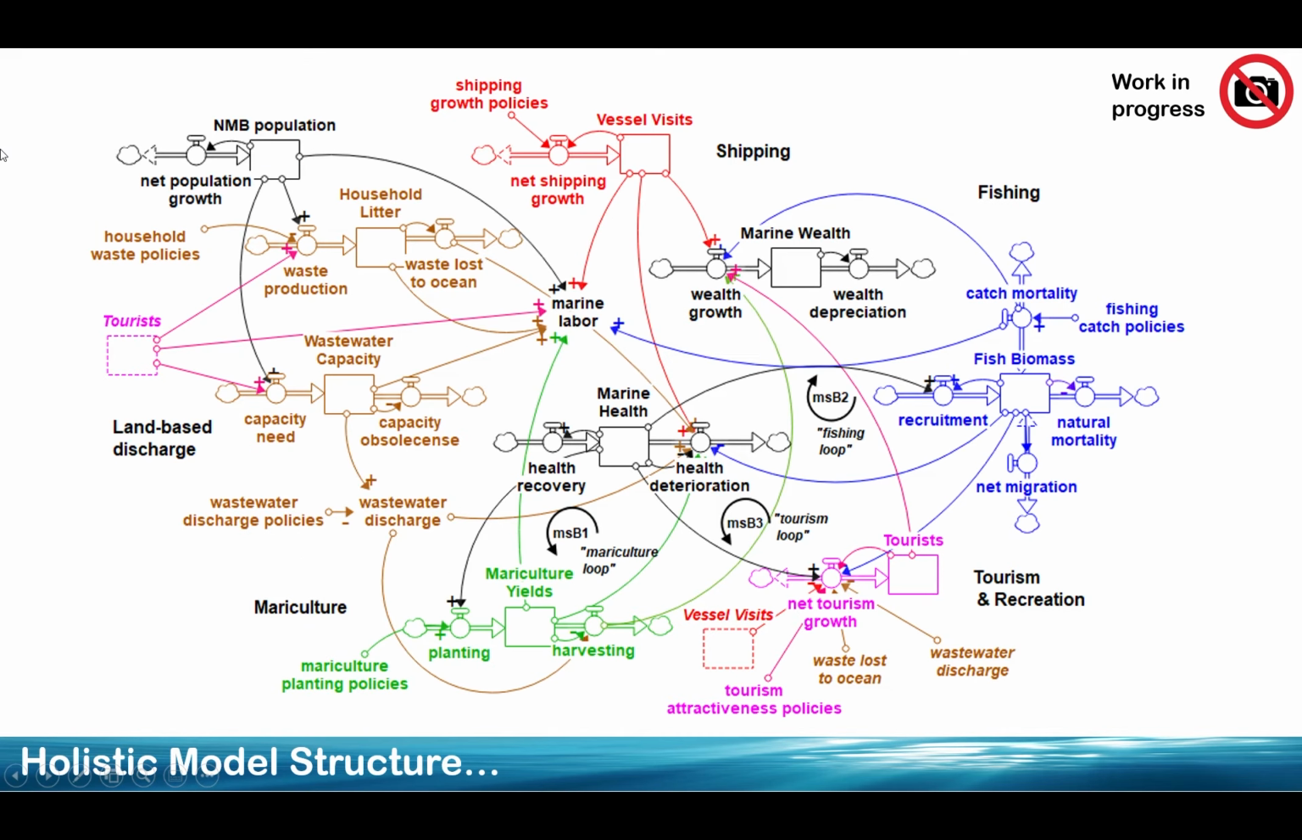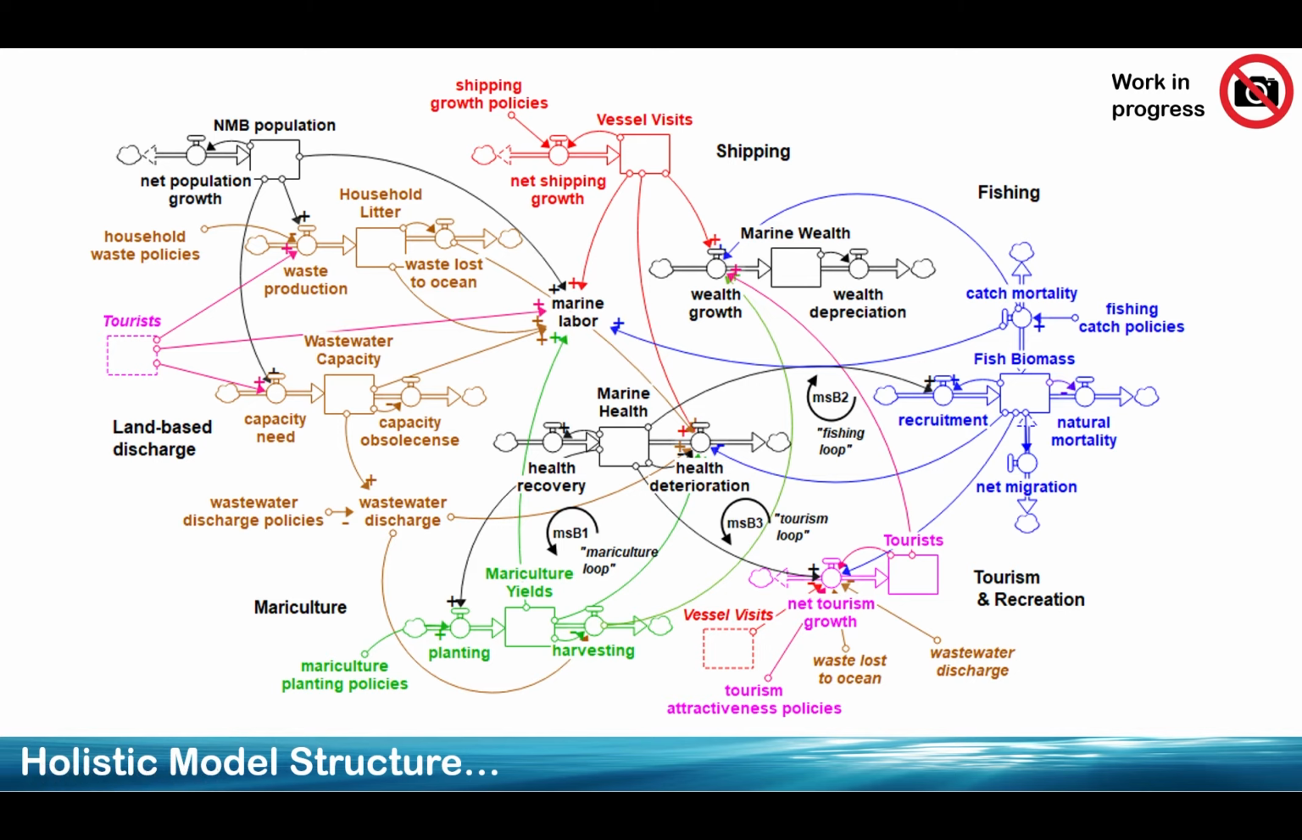This is just a holistic overview of the model structure, and it aims to capture the main dynamics that are represented in the model. It shows that within the land-based discharge sector, the main variables of interest were how trends in household litter are changing over time and how trends in wastewater discharge are changing, and this is relevant to changing population growth in the bay. And so on, we investigated different outputs in the different sectors.